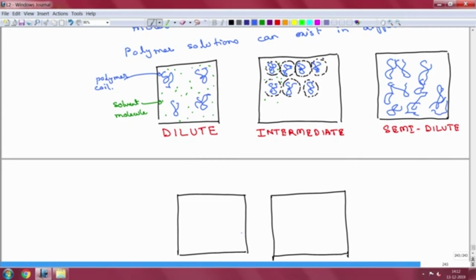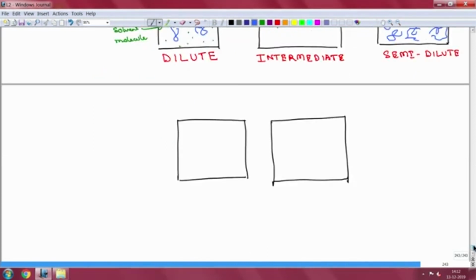So, obviously, the idea here is to keep on increasing the polymer concentration and decrease the solvent concentration. So, you can reach another state which is called the concentrated state if you keep on increasing the amount of polymer. And finally, one more which is called liquid crystalline.